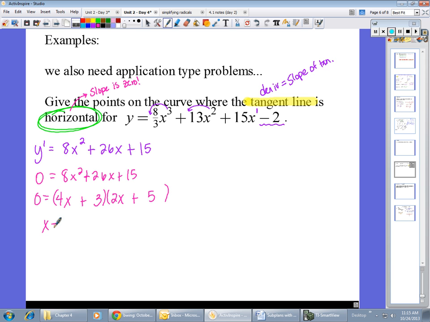Once you've gotten that, you can say that your solution for x is negative 3/4 and your other solution for x is negative 5/2. But here is what happens on these problems, you guys. It's easy to get lost in the problem because we've done a lot of work.